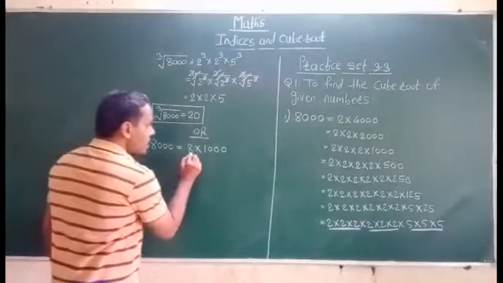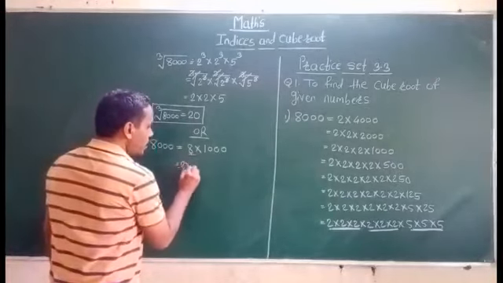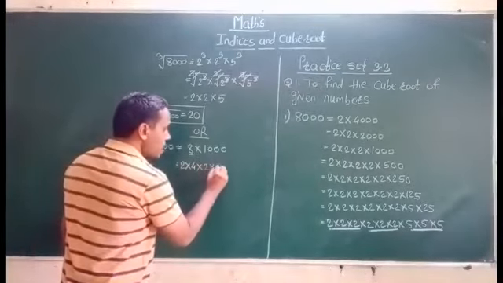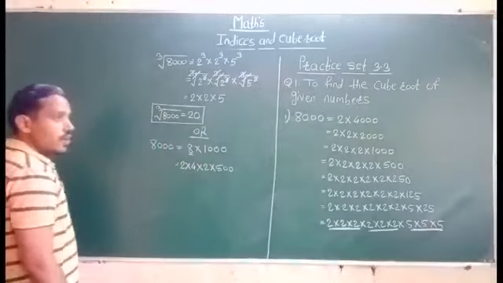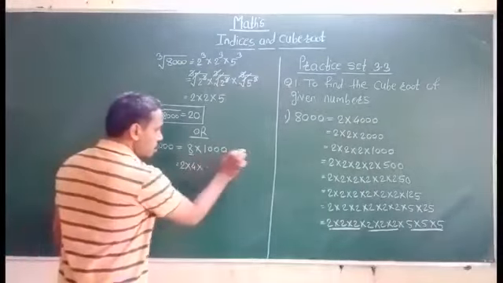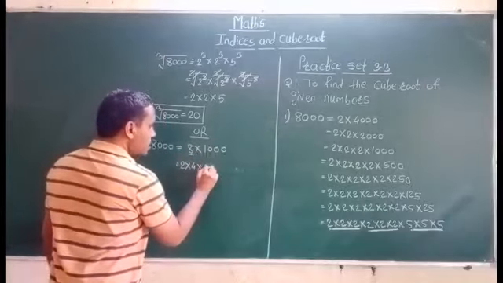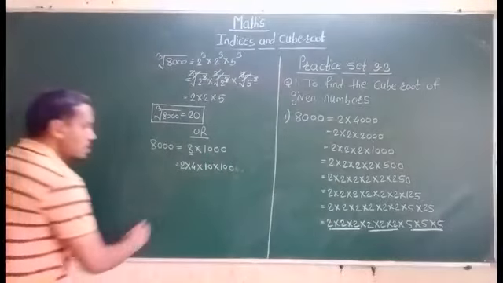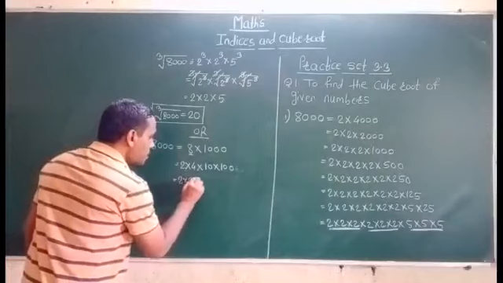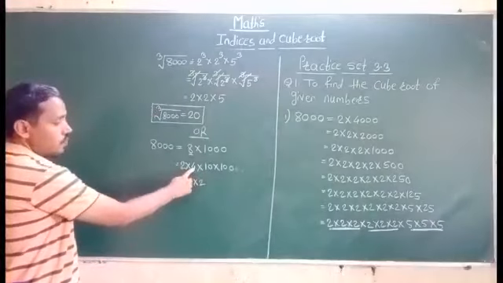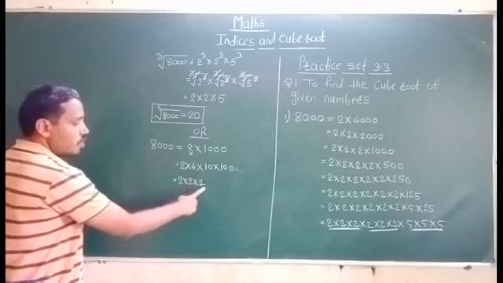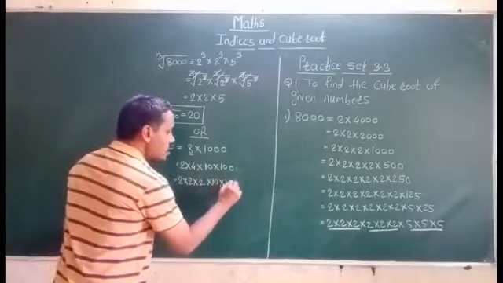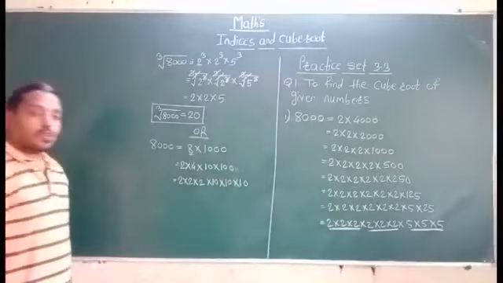We get the factor of 8, which is 2 into 4, and for 1000 we directly take 10 into 100. Again, the 4 is split up into the factors of two numbers, 2 into 2, and that 100 is again split up into the factors 10 into 10.